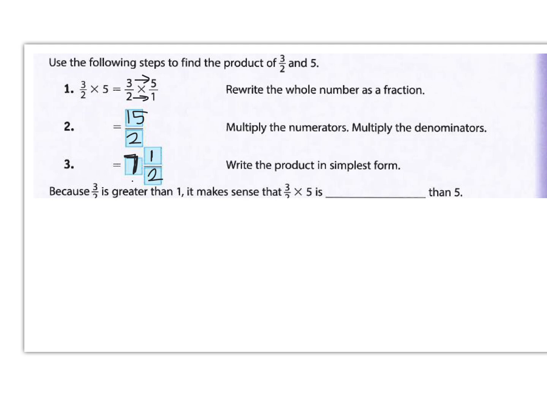So it says, because 3 halves is greater than 1, it makes sense that 3 halves times 5 is greater than 5. So our answer was 7.5, which is greater than 5.